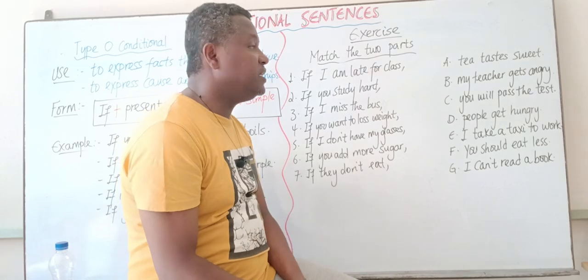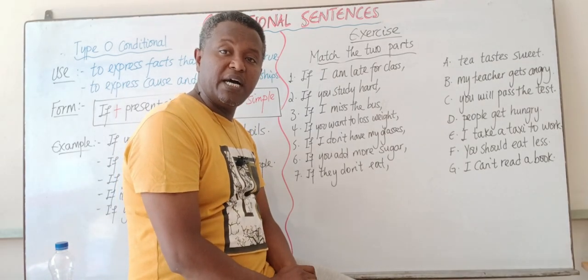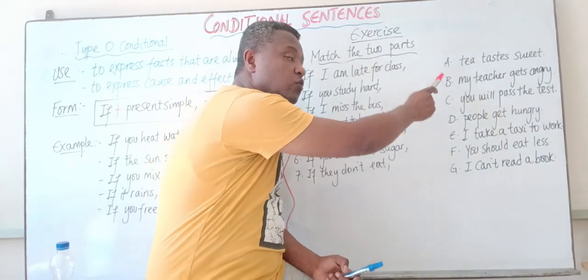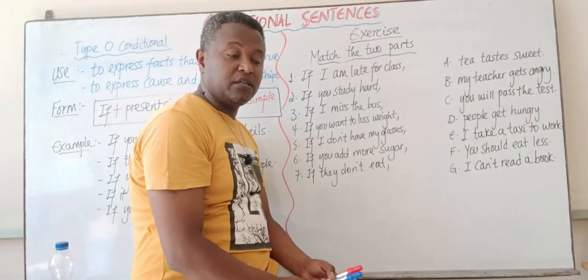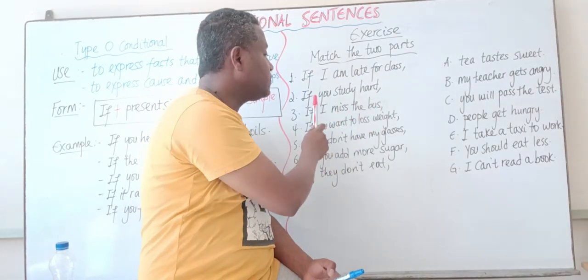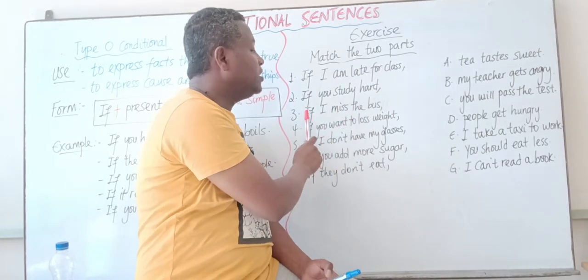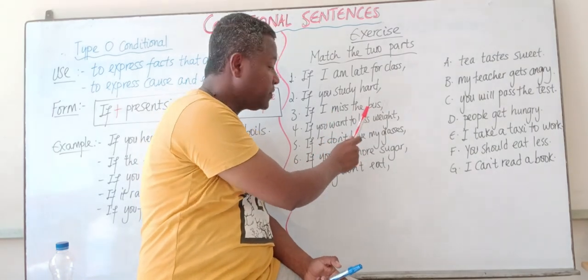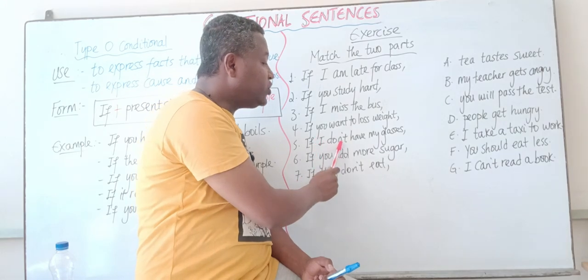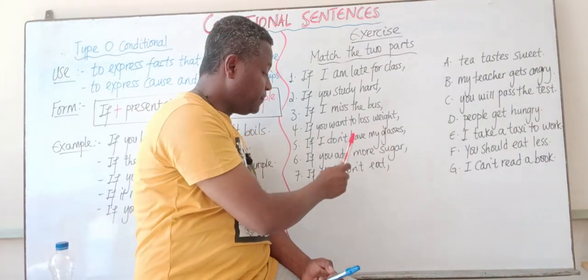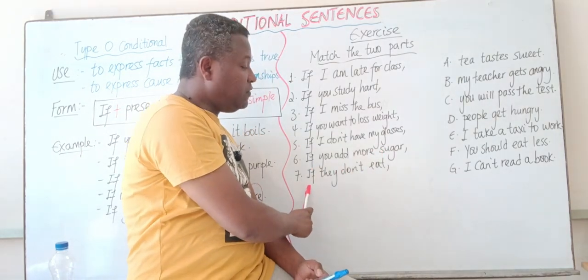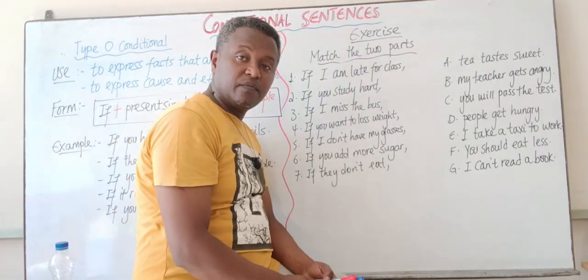Based on that, I'd like you to have a look at this exercise. There are 7 questions for you to match. I want you to match the if clause with the main clause in the other part. The questions are: if I'm late for class, if you study hard, if I miss the bus, if you want to lose weight, if I don't have my glasses, if you add more sugar, if they don't eat.